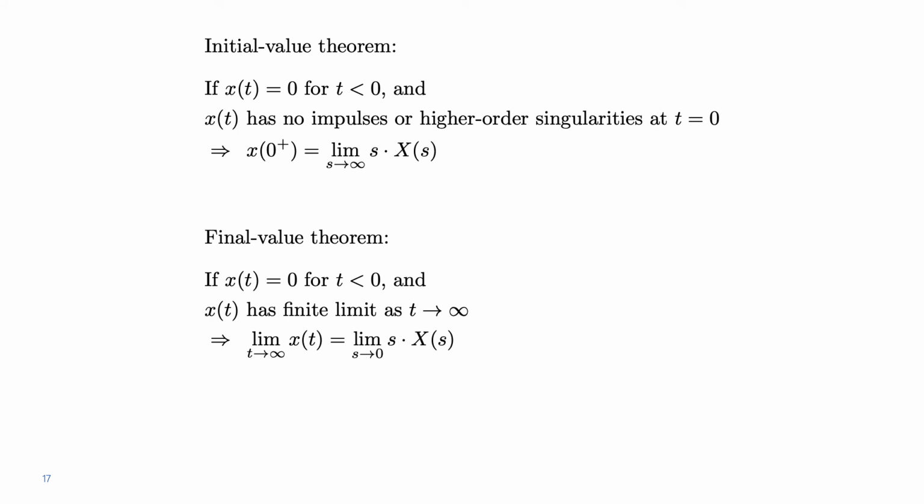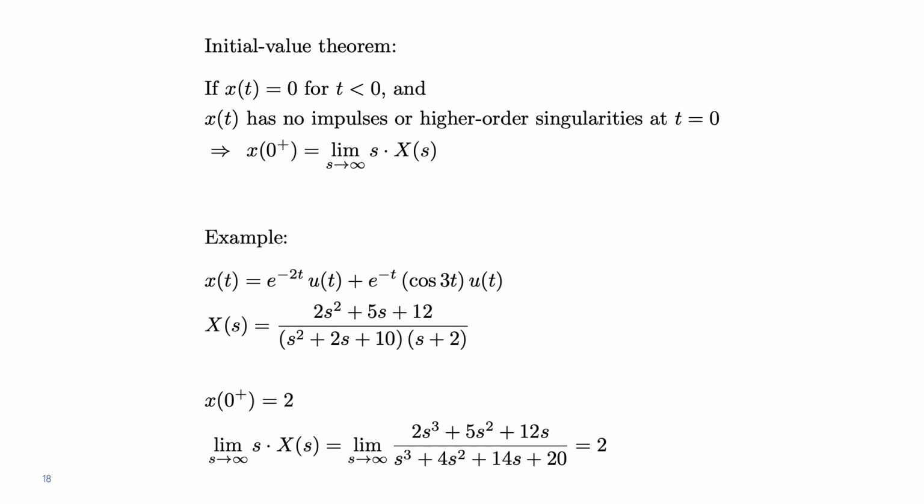There's also a corresponding final value theorem. So for similar conditions, if x of t is 0 for negative times, meaning it's causal, and if x of t has a finite limit as t goes to infinity, so if x of t doesn't diverge for infinite time, then we can calculate the final value of x, which is the limit of x of t for t that goes to infinity, by looking at its Laplace transform once again, multiplying it by s and taking the limit for s that goes to 0 in this case. So it's quite interesting.